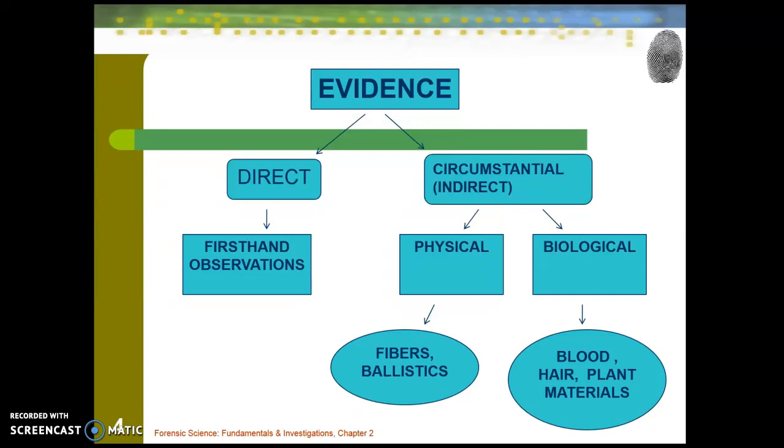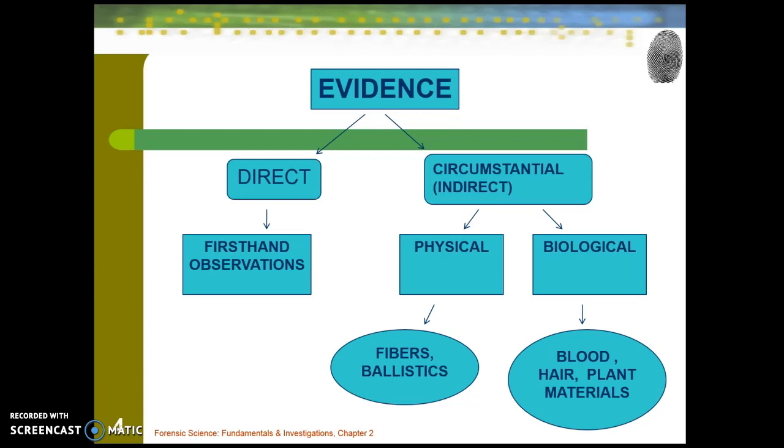So under evidence, we have all evidence, and then we have direct evidence and circumstantial or indirect evidence. Let's start with direct evidence. That's the stuff we've talked about already with our chapter 1 notes, talking about first-hand observations. The second category deals with circumstantial or indirect evidence, and those things can either be physical or biological. Physical would deal with fibers, maybe from a carpet or a sweater, or ballistics. Ballistics have to do with ammunition, guns, and weapons of that nature.